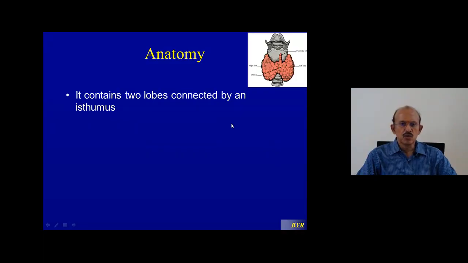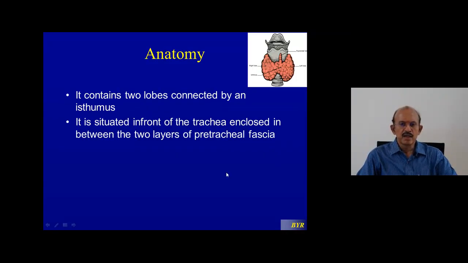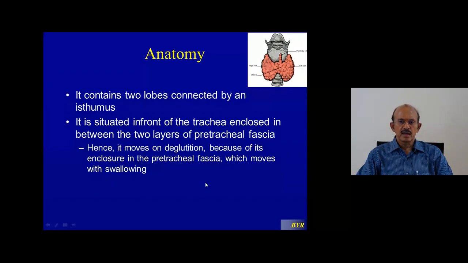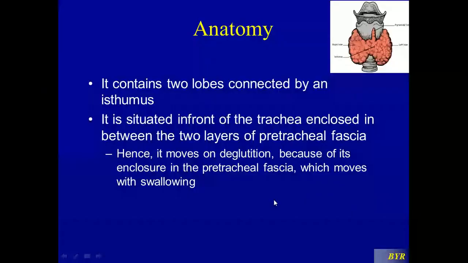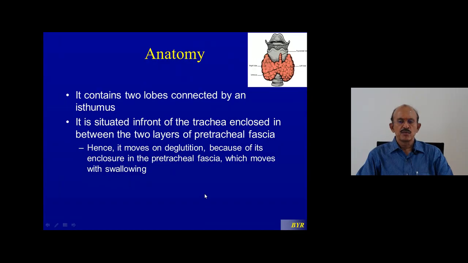Thyroid contains two lobes connected by an isthmus. It is situated in front of the trachea, enclosed in between the two layers of pretracheal fascia. Hence, it moves on deglutition because of its enclosure in the pretracheal fascia, which moves with swallowing. The pretracheal fascia is attached above to the thyroid cartilage and cricoid cartilage, and it encloses the thyroid gland.